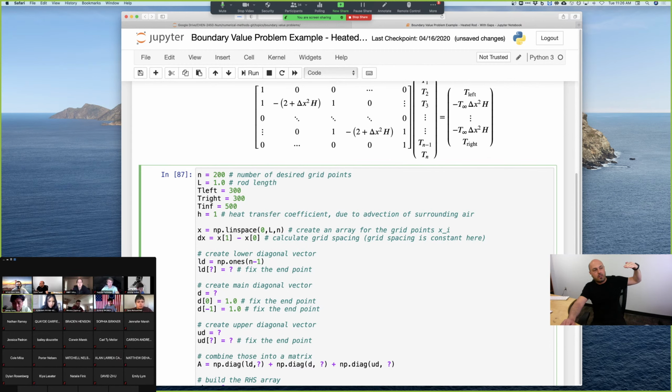So the last point on this lower diagonal is 0, right? So how do we do this? Come on, guys, you should know this. Lower diagonal, last entry is 0. Okay. Create the main diagonal.